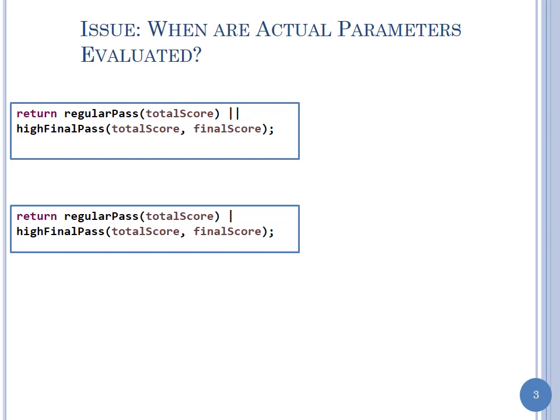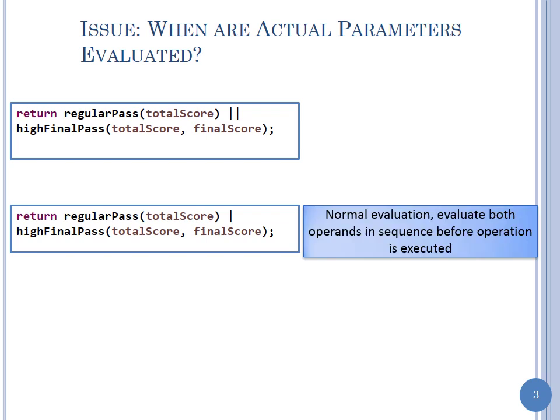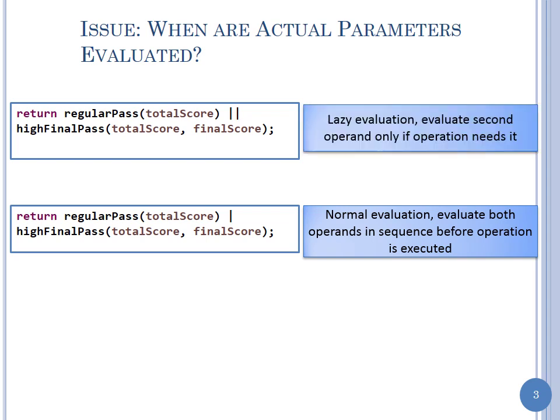So normal evaluation evaluates all operands in sequence before the operation is executed. Lazy evaluation is to evaluate the operands when they're needed, and if they're never needed, don't ever evaluate. Okay.